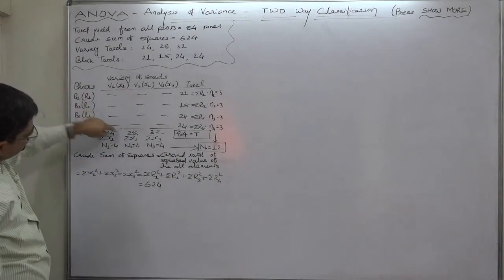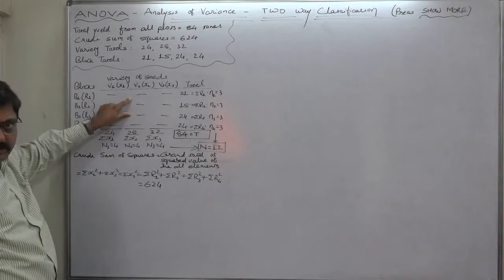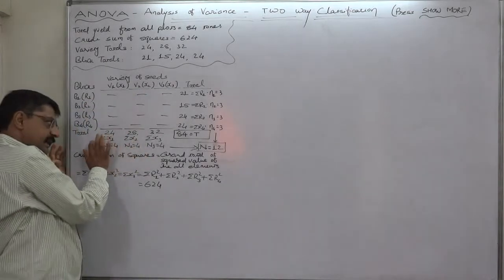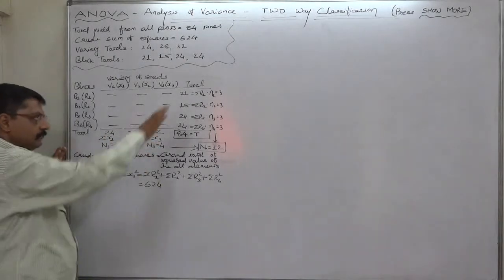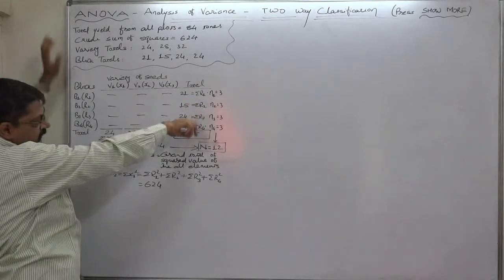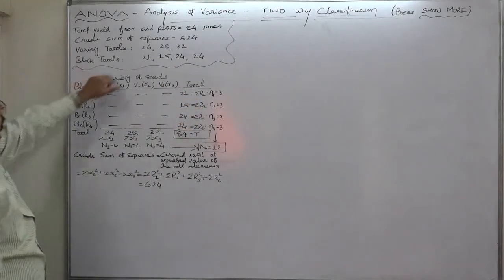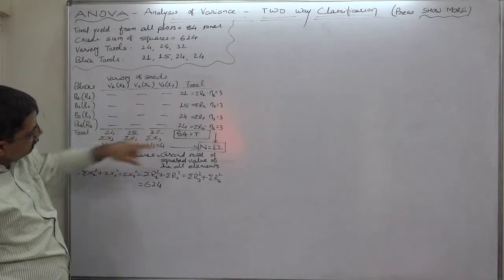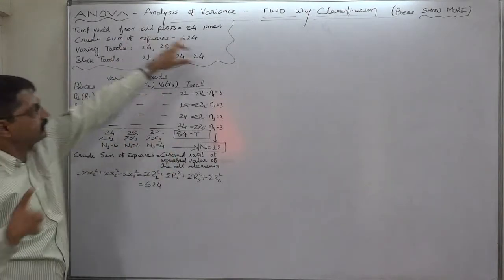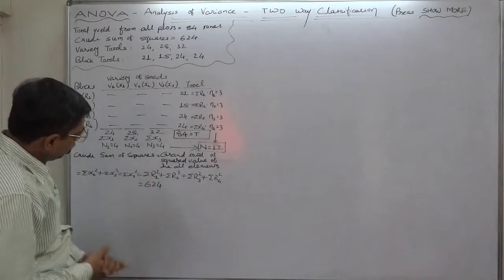We have no information about these 12 elements, but we have column totals, variety totals. These are our sigma x1, sigma x2, sigma x3. We have row totals, block totals. These are our sigma R1, sigma R2, sigma R3, sigma R4. And see, the summation of these 4 and these 3 is 84. That is the grand total of all 12 elements. Okay. So this is T.